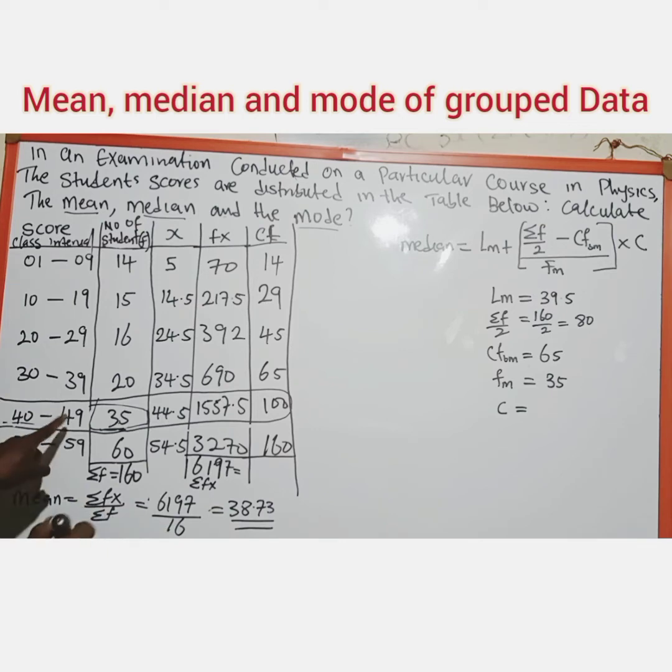So the first one, we have 49. This is the upper class boundary of the median, then plus the lower class boundary after the median. So we are going to find the midpoint between the two. To find the midpoint, we are going to add 49 plus 50. It will give me 99, and 99 divided by 2 will give me 49.5.